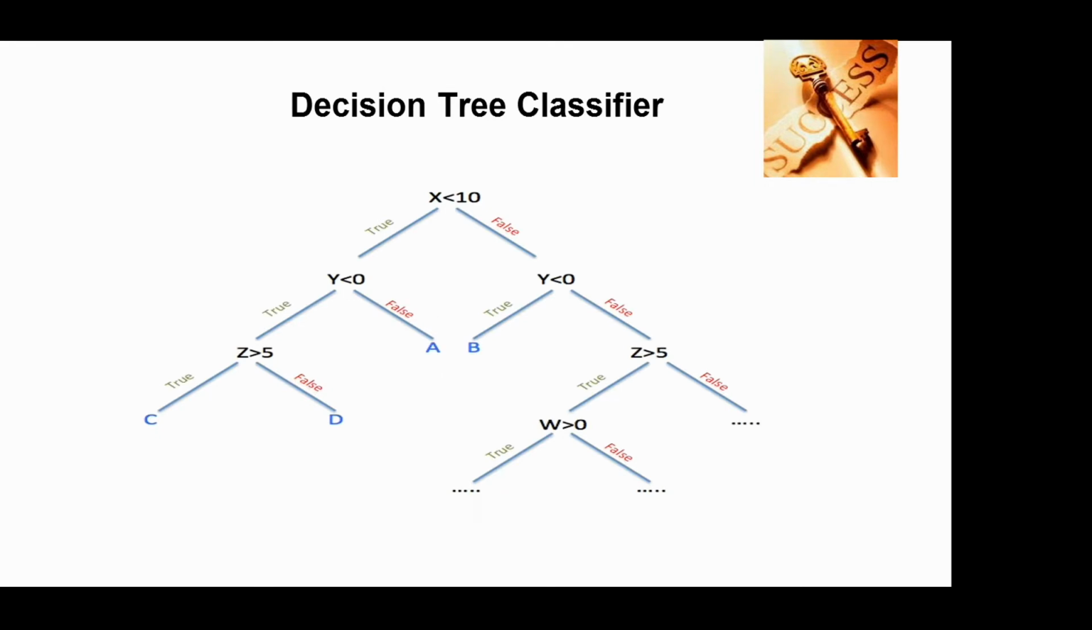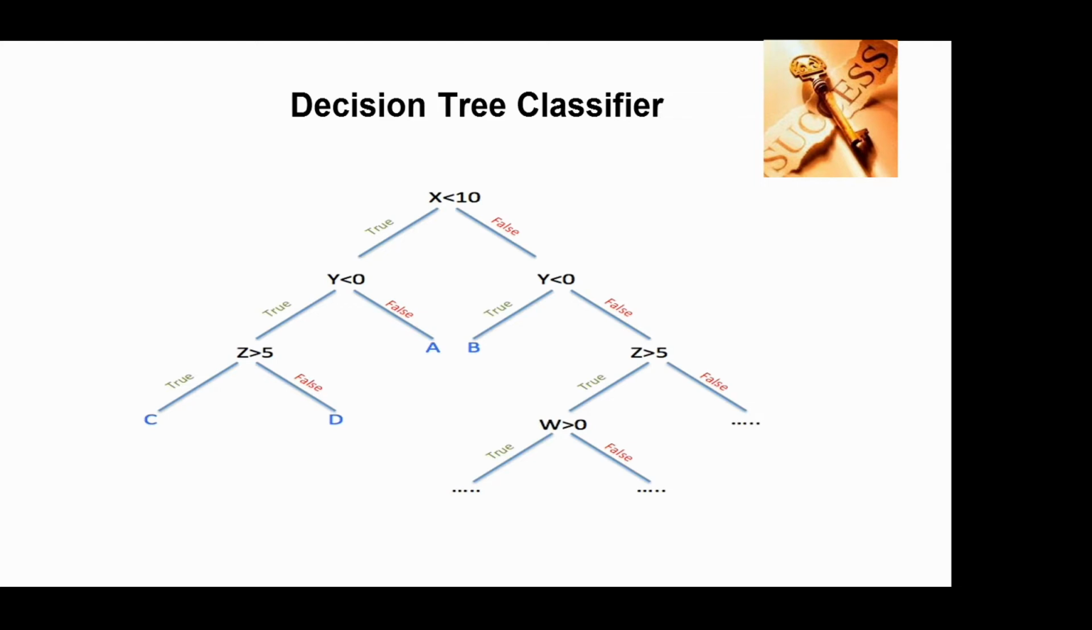The second classifier is the decision tree classifier. Decision tree is based on if-else conditions. There are decision nodes. If the variable is less than 10, then it will move in the left direction. If it is false, meaning the value of x is not less than 10, then it will move in the right direction. Like that, it is if-else conditions. So decision tree is based on if-else conditions.